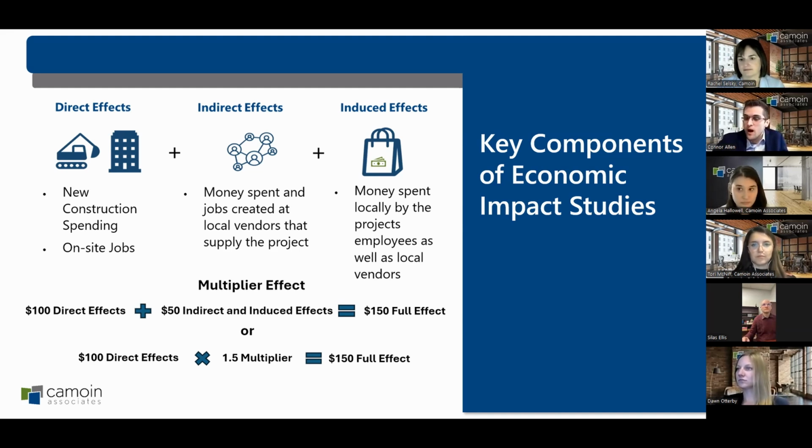Now let's talk briefly about multipliers. Economic multipliers are an essential concept in these studies, capturing the ripple effects that occur as that initial investment circulates through the economy. The multiplier tells us how much additional economic activity is generated for every dollar spent. For example, a multiplier of 1.5 means that for every $100 of direct spending, an additional $50 of indirect or induced economic activity is generated. This helps us quantify the full economic effect of a project beyond just that immediate spending.